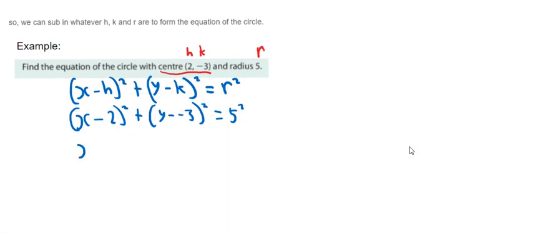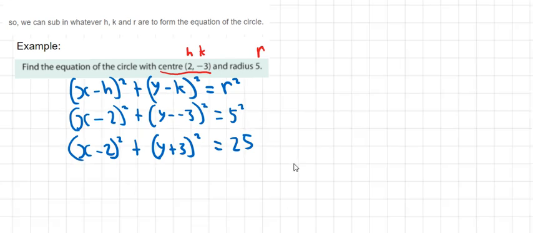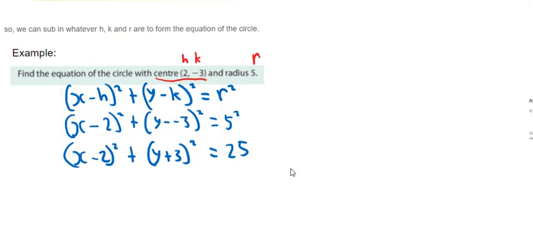So (x - 2)² + (y + 3)² = 25, because 5 squared is 25. What you could do after that is multiply out the brackets, so you could square the brackets out, but that's going to be a lot of extra work. So that's just the answer there. That's the equation of the circle.